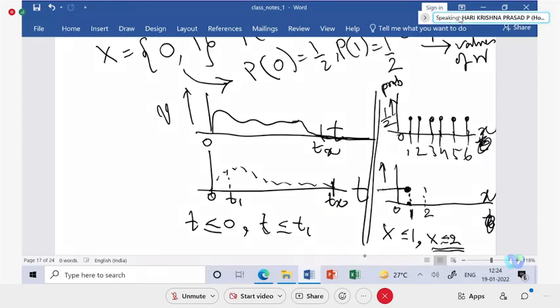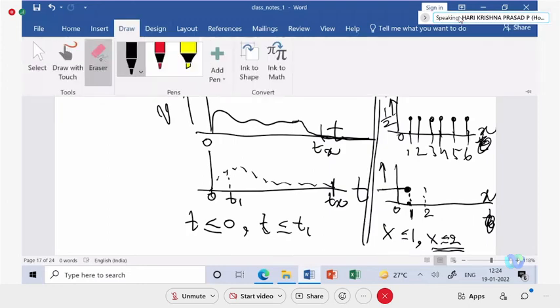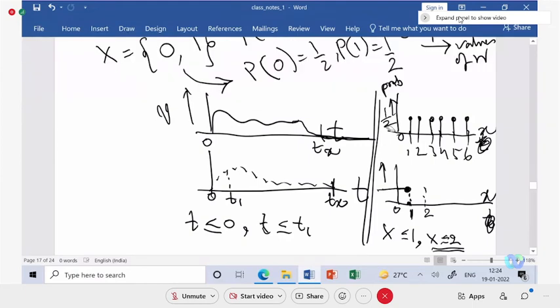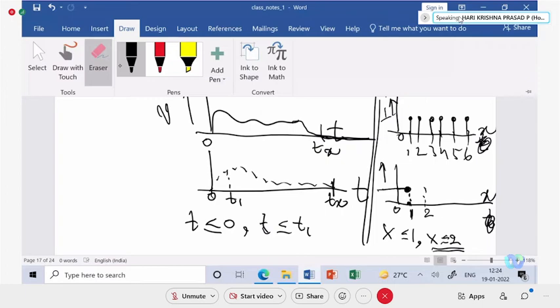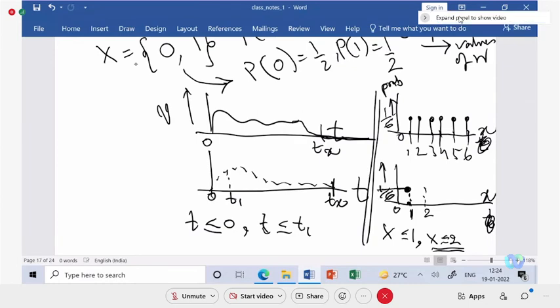What is the mistake in this example, please? I should take 1 by 6, not half. I hope you can appreciate. Okay, this is 1 by 6. Add 1 by 6 at this point, it becomes 2 by 6. At X equal to 3, I will get 3 by 6. Like that, 4 by 6, 5 by 6, 6 by 6.